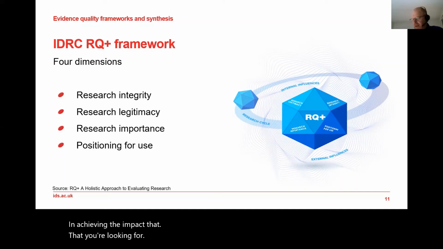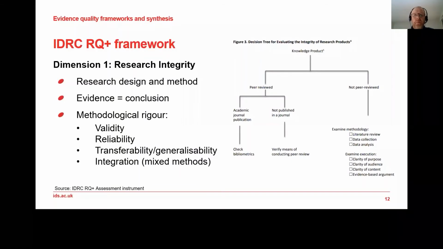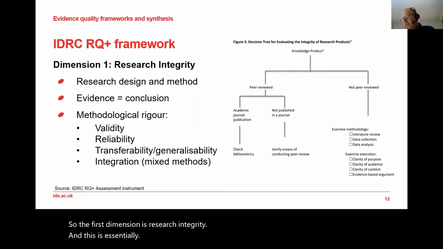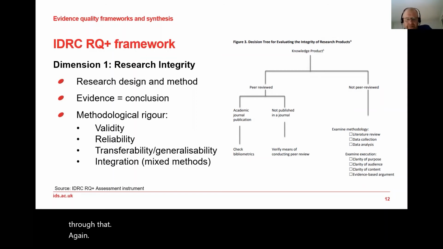So you can see it defines quality as falling into these sort of 4 dimensions, and I'm just going to go into those in a little bit more detail to explain what they mean. So the first dimension is research integrity, and this is essentially the classic academic definition of quality based around study design that we've already discussed. So I'm not going to go back through that again. This dimension is most commonly assessed by external peer review.